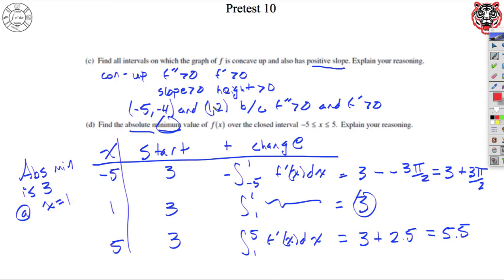How to score this thing. And we forgot to score C as well. So C was out of 2 points. And how to score, we just need the intervals. So if you have the two intervals, -5 and 4 and 1 and 2, that's 1 point. And if you have the justification right here, that's another 1 point.